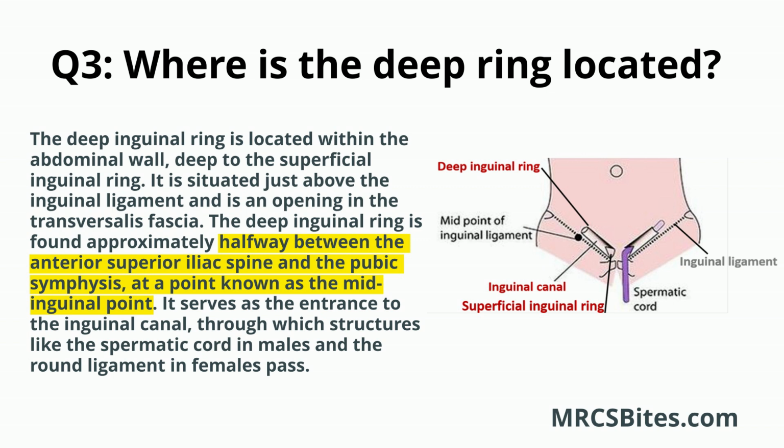The deep inguinal ring is found approximately halfway between the anterior superior iliac spine and the pubic symphysis at a point known as the mid-inguinal point. It serves as the entrance to the inguinal canal, through which structures like the spermatic cord in males and the round ligament in females pass.